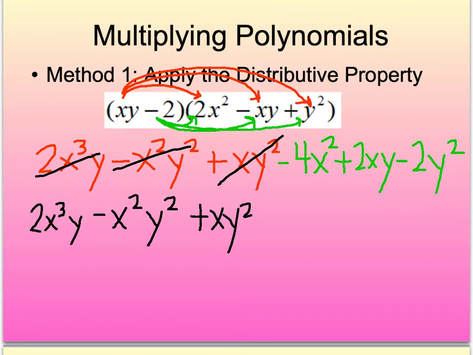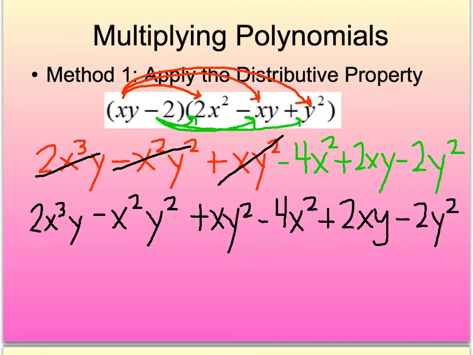And if I continue looking for like terms, I'm going to notice that the last three are not like terms either. So they're just going to become part of my answer. And so we have a fairly long trinomial for our answer.